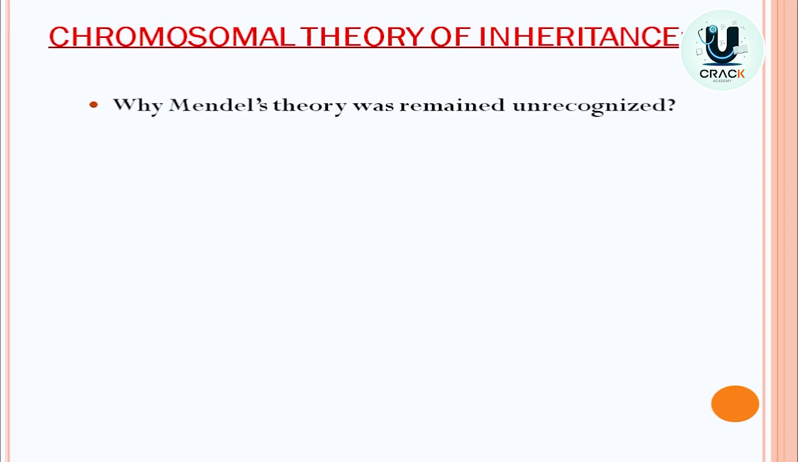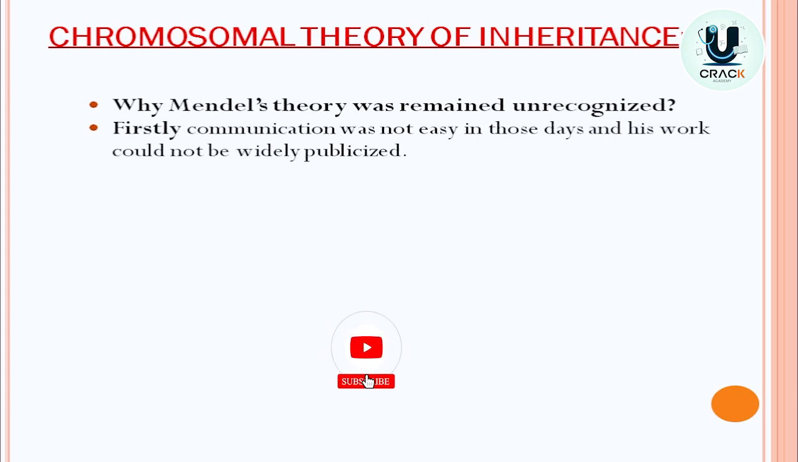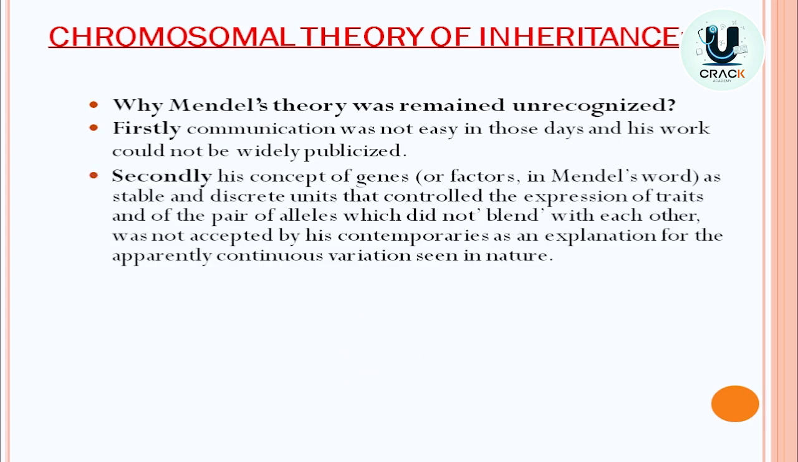Chromosomal theory of inheritance. Why was Mendel's theory delayed in being recognized? Firstly, communication was not easy in those days, so the work was not circulated properly. Secondly, the concept of factors, stable discrete units that control the expression of traits and do not blend with each other, was not accepted by his contemporaries, nor was it an explanation for the apparently continuous variation seen in nature.